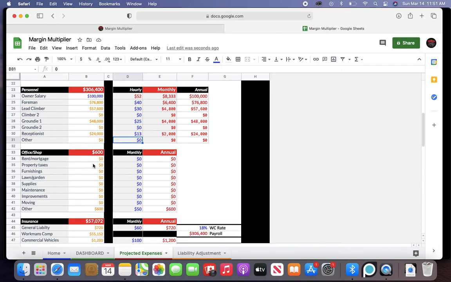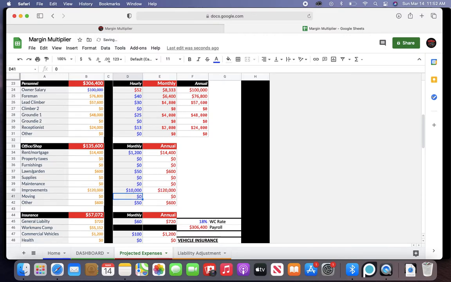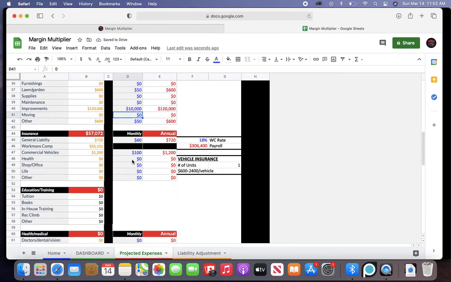Then you can go through here, calculate your monthly mortgage. Maybe that's $1,200. Maybe you got to pay the kid down the street to mow the lawn at the shop. Improvements. Maybe you want to upgrade. Okay, so you just keep going down the line here. General liability, maybe your general liability is 100. Pretty accurate there. Workman's comp.